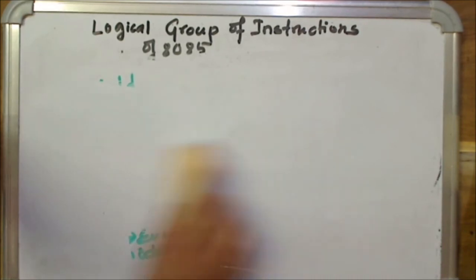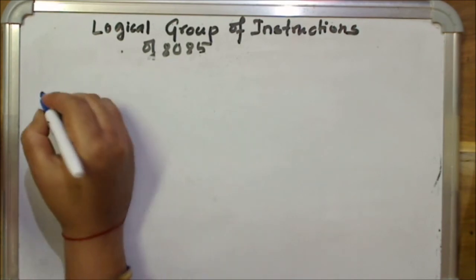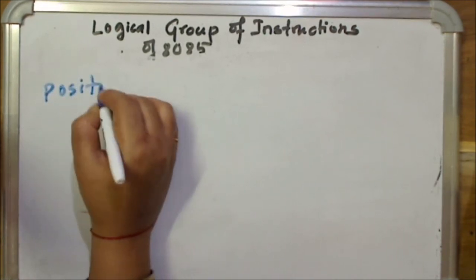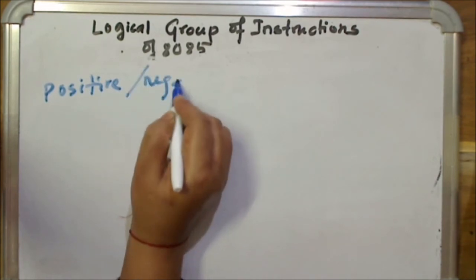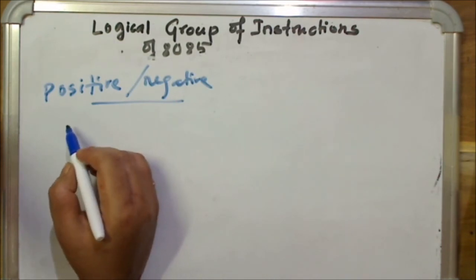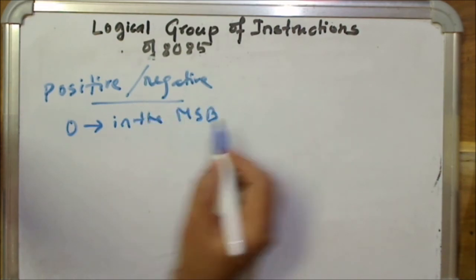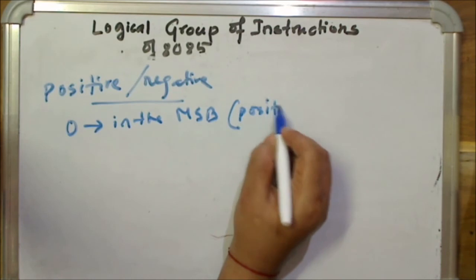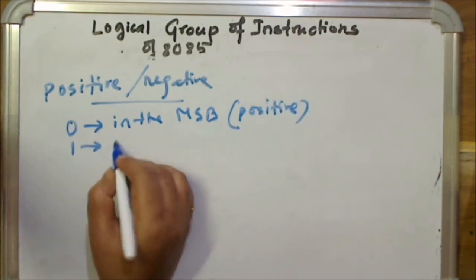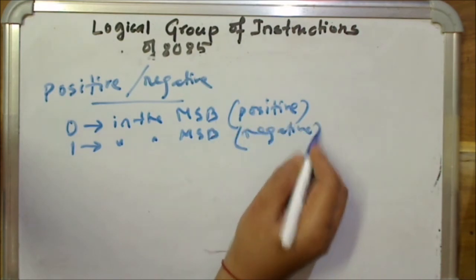Now when you do programming, you will become clearer and clearer about the use of these instructions. Another use: if I tell you to check whether the number is positive or negative, how do you determine that? All of us know that positive numbers have 0 in the MSB and negative numbers have 1 in the MSB.